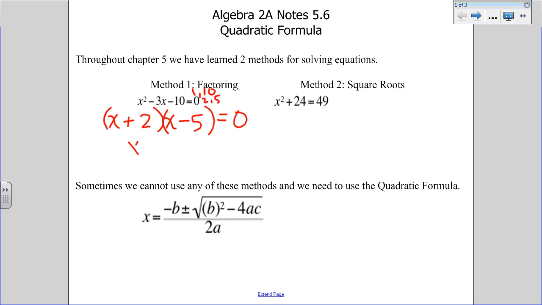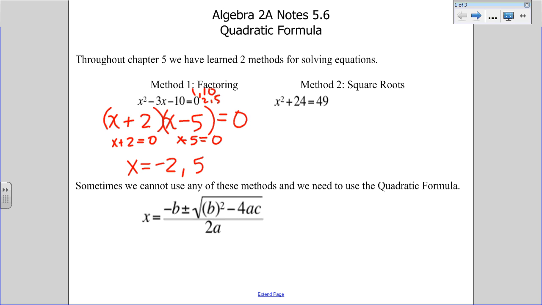And so as we take a look at this, we get x is equal to negative 2, because if you remember, we're going to take x plus 2 and set that factor equal to 0. Or we get x is equal to positive 5, because we're going to take x minus 5 and set it equal to 0. So that's one way of solving.